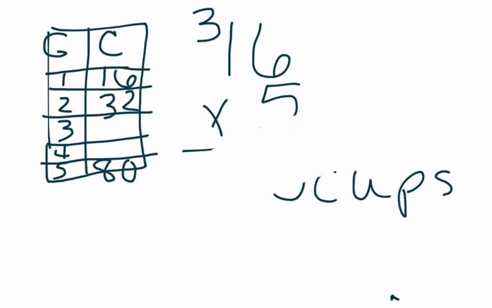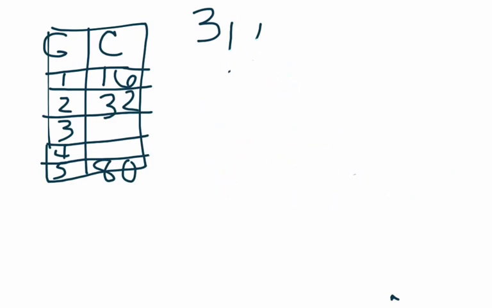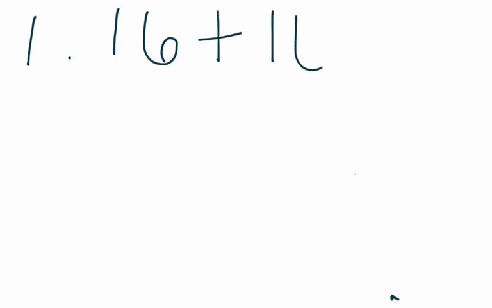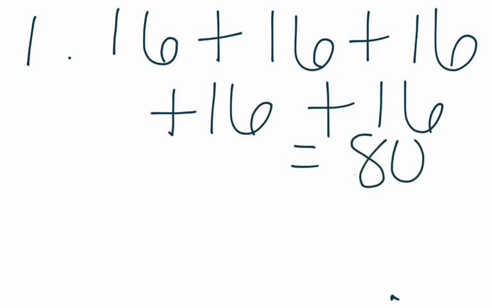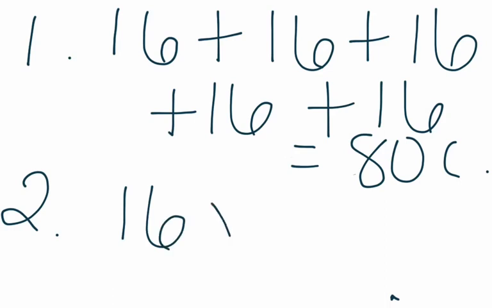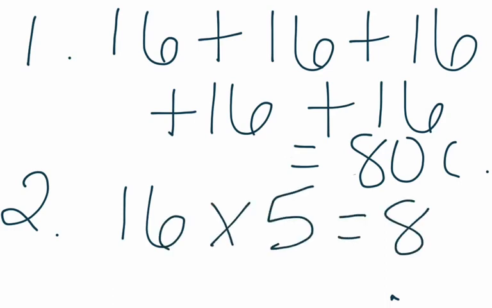Now let me erase this and show you again the 2 ways that you could have answered this question. Excuse how slow this is going. So, the first way you could have answered this is to count by 2s and count by 16s. 16 plus 16 plus 16, 5 times, right? This would also have given you 80 cups. Or you could have just done 16 times 5 and you would have still received an answer of 80 cups.